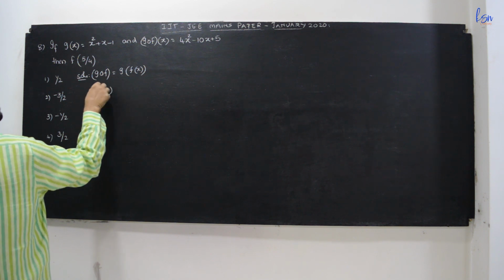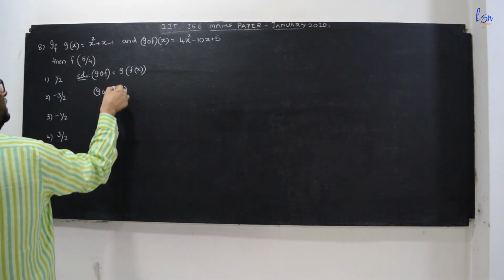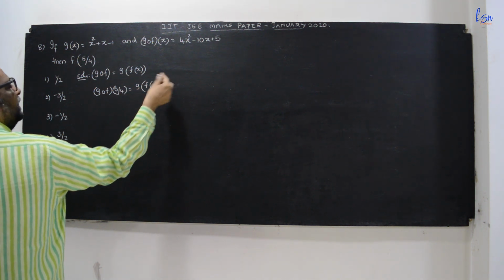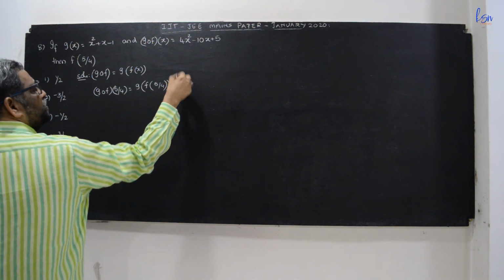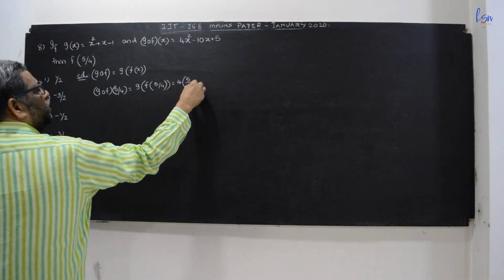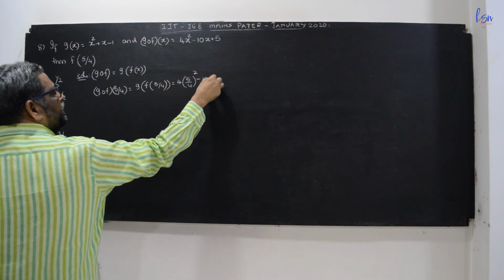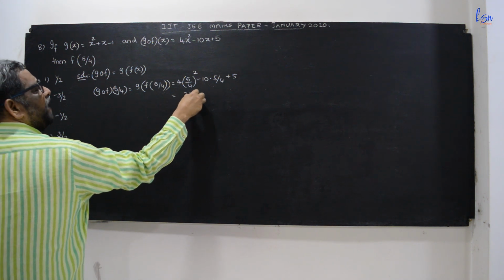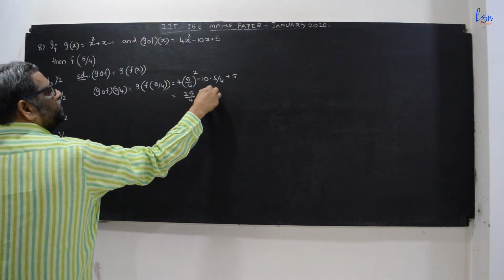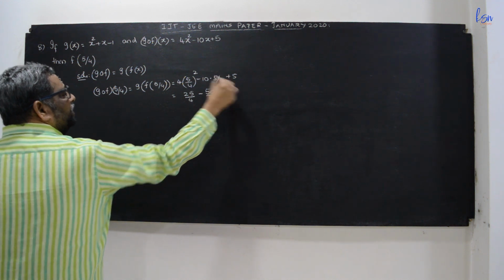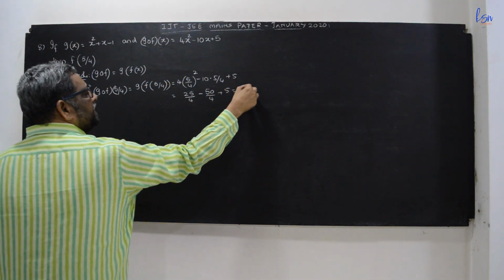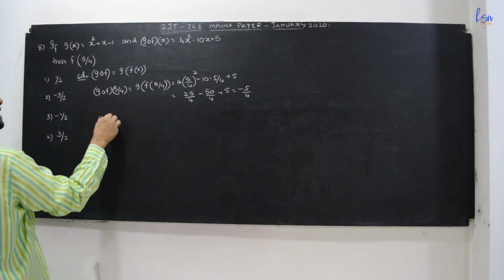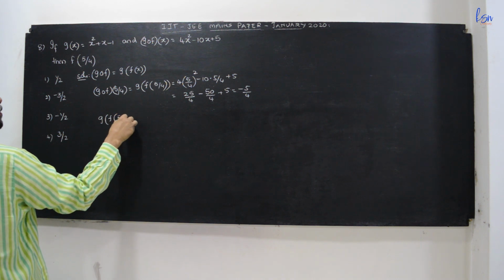g circle f of 5 by 4 is equal to 4 into 5 by 4 whole square minus 10 into 5 by 4 plus 5. This is 25 by 4 minus 50 by 4 plus 5. So minus 25 plus 20, that is minus 5 by 4.